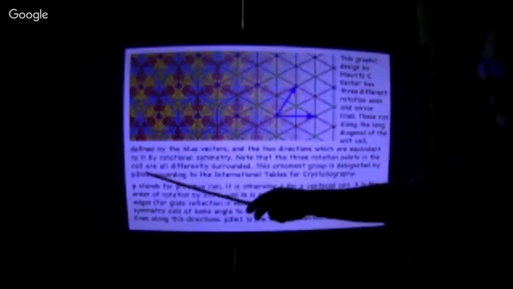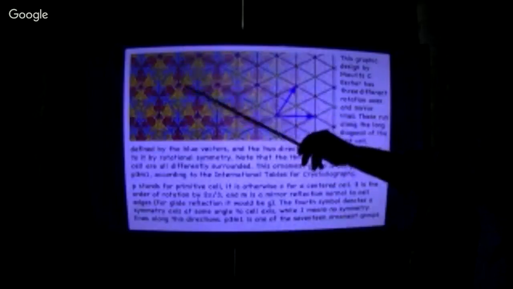primitive. P for threefold symmetry, P3. Then you put an M for mirror, which is perpendicular to the identified translational vectors. And in the other direction, there is nothing, so P3M1 is the symmetry of this Escher drawing. And this Escher is called Maurits.